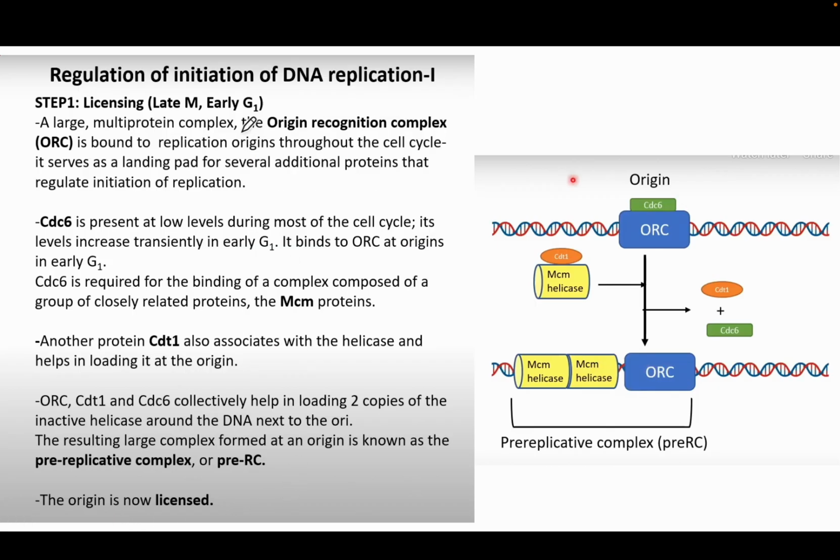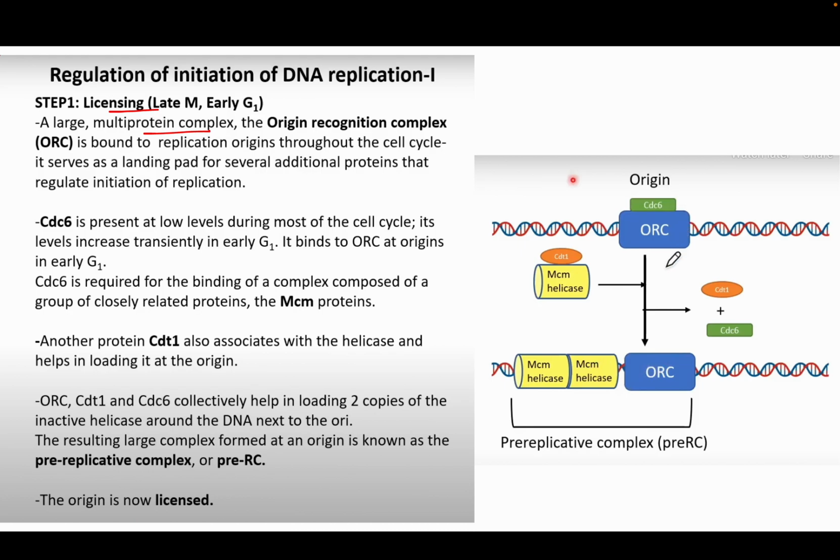So how does this regulation of initiation of DNA replication happen? Step 1 is licensing. It occurs in late M and early G1. A large multiprotein complex, the origin recognition complex or ORC, is bound to replication origins throughout the cell cycle. It serves as a landing pad for several additional proteins that regulate initiation of replication. CDC6 is present at low levels during most of the cell cycle. Its levels increase transiently in early G1. It binds to ORC at origins in early G1.